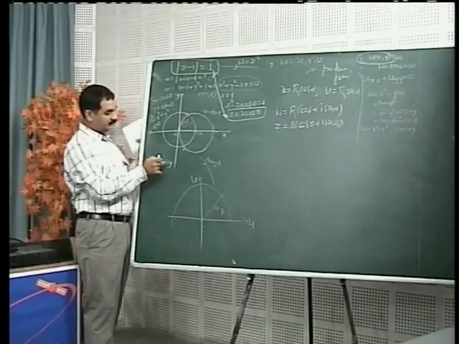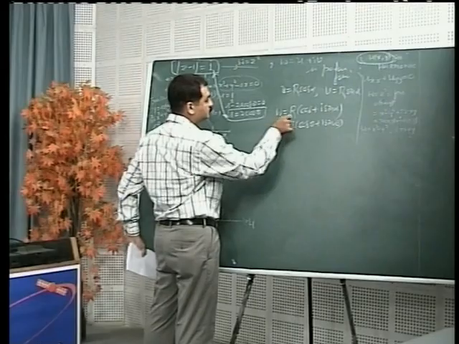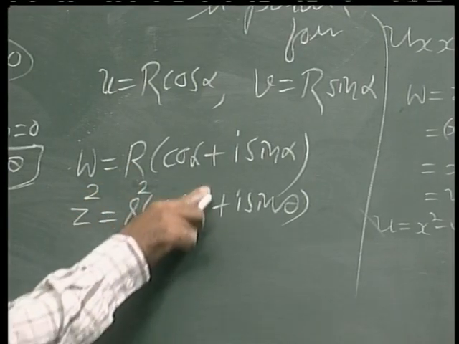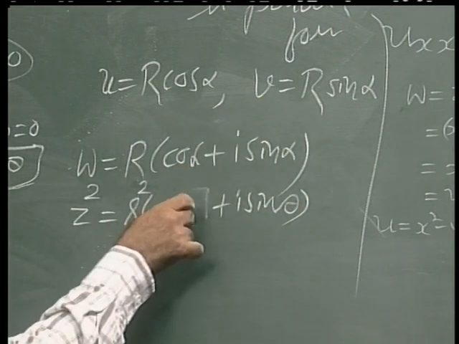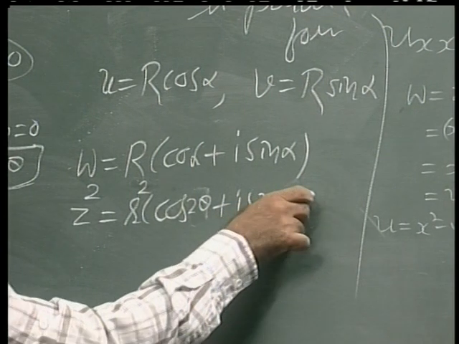X is r cos theta, y is r sin theta. What is z squared? z squared is r squared, using De Moivre's theorem, r squared times (cos theta plus i sin theta) squared, which is cos 2 theta plus i sin 2 theta.